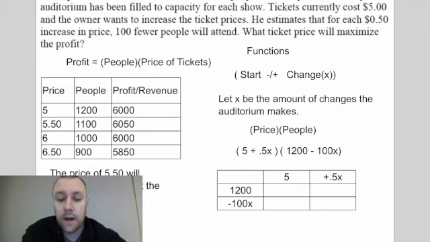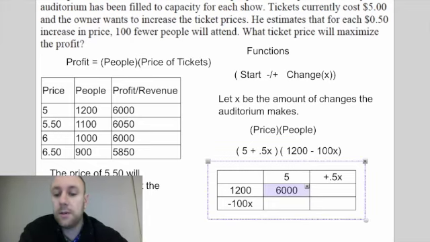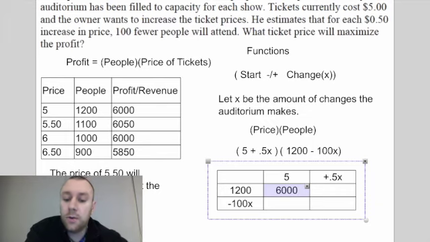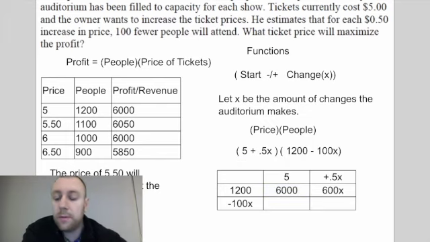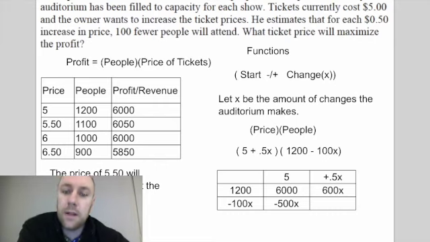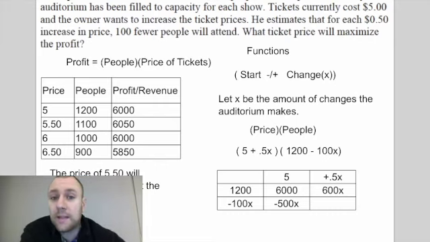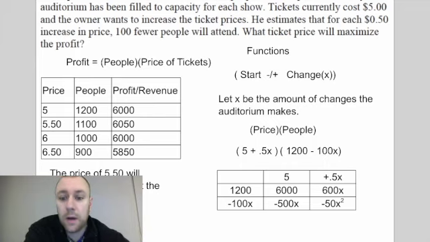So I would do the 5 times the 1,200, which would get me 6,000. I would do the 0.5x times the 1,200, which would get me 600x. Remember, the x stays with it. I would do the 5 times the negative 100x, so I would get negative 500x. And the 0.5x times the negative 100x. Remember, x times x leads to an x squared. So I get negative 50x squared.